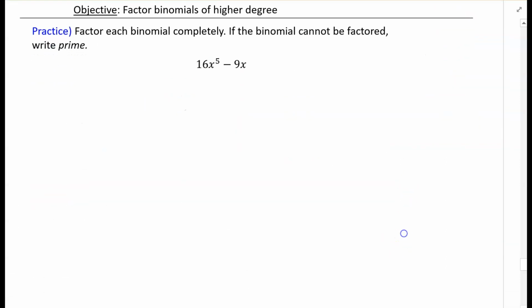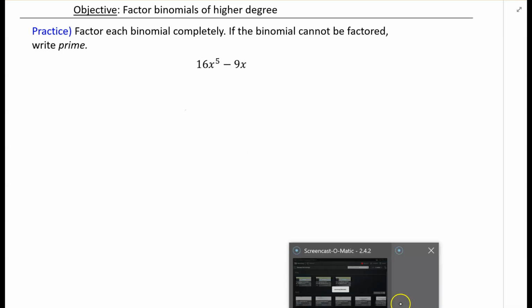All right, I'll do a practice problem, and then that's most likely where we're going to end off. Okay? Go ahead and pause the video and try this example on your own.